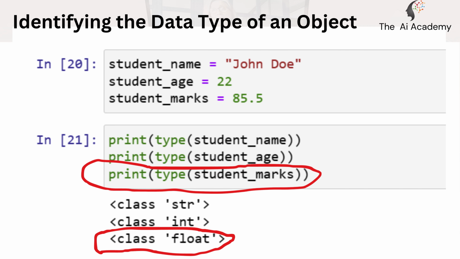type(student_marks). We passed the variable student_marks as an argument to the type function. The type function returns the type of the object passed to it, which is class float in this case. The output class float indicates that the variable student_marks is of the float data type.